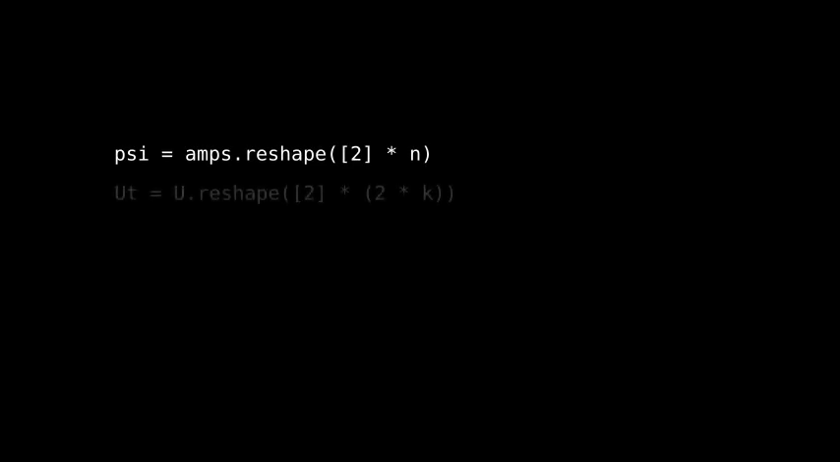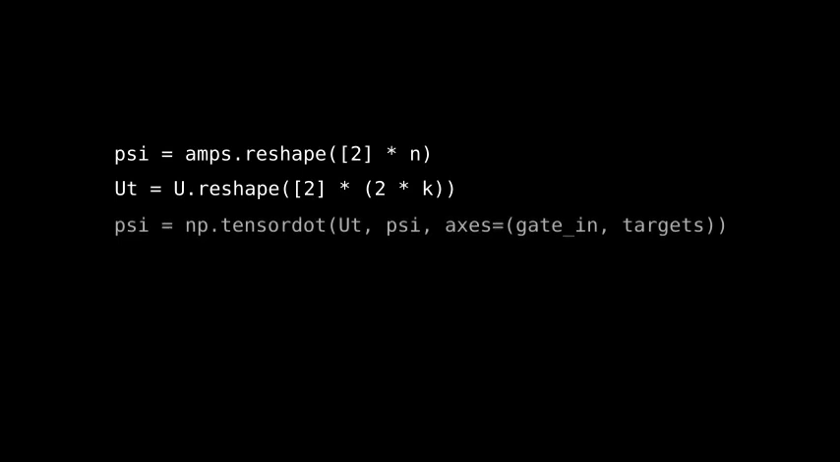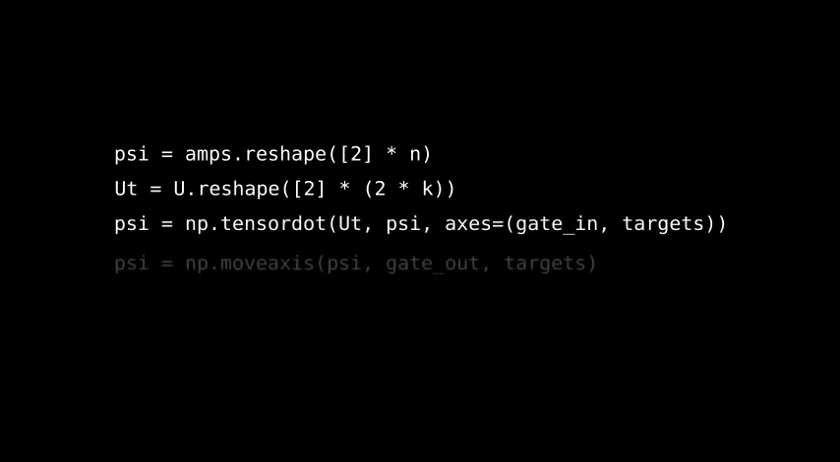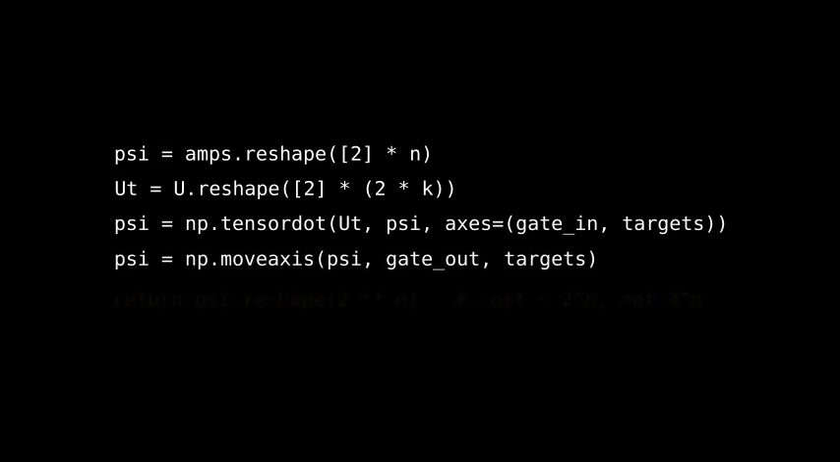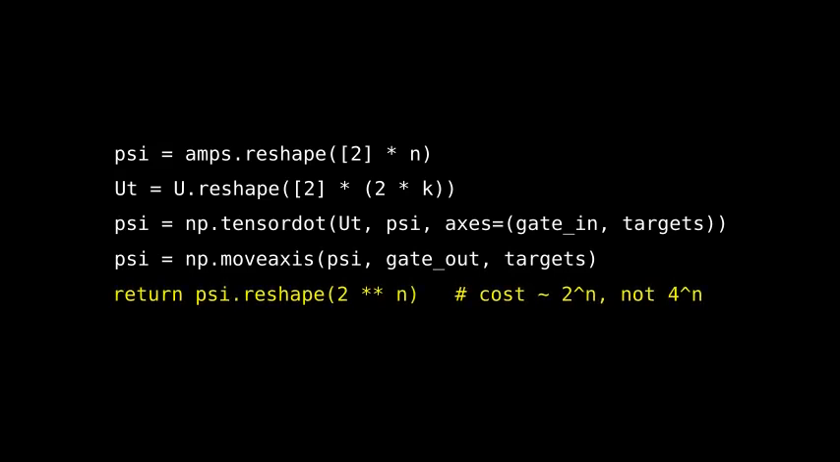The trick is to see the state vector for what it really is. Not a flat list, but a grid with 1 axis per qubit and 2 entries along each axis. A gate touches only its own qubit's axes, so applying it is a contraction. A single tensor product that sums over just those axes and leaves every other qubit untouched. That costs on the order of 2 raised to the number of qubits, not 4 raised to it, because it never visits the qubits the gate does not act on. The whole engine is about 5 lines, and it is real code you can read.